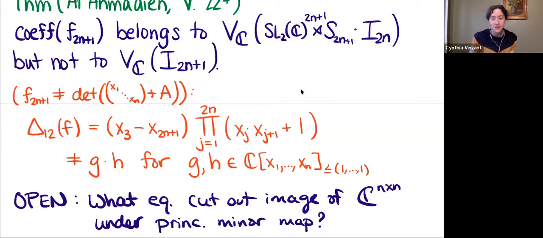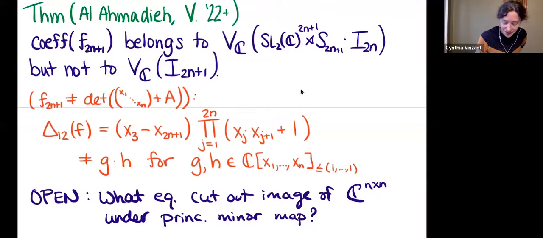Okay, so I'm already out of time. So hopefully these two projects give you a flavor for how one can use determinantal representations of polynomials to address interesting questions in matrix theory, such as understanding numerical ranges or such as understanding the principal minor map. And maybe with that, I will stop.